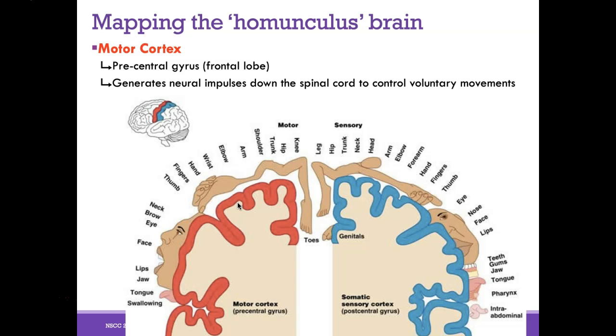It's a little complicated, but this is what helps control the motor portion, voluntary movements, and then our sensory perception. So this is the parietal lobe, and this is the frontal lobe.